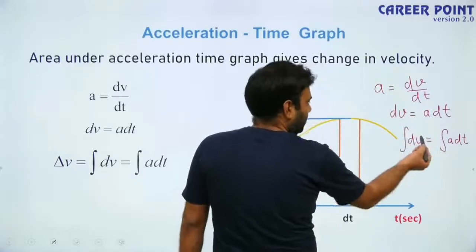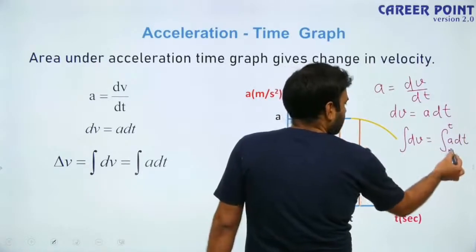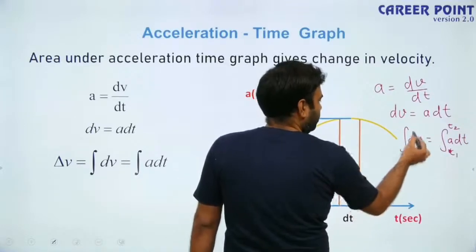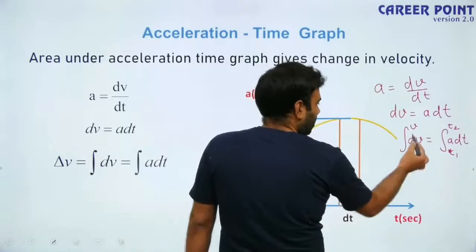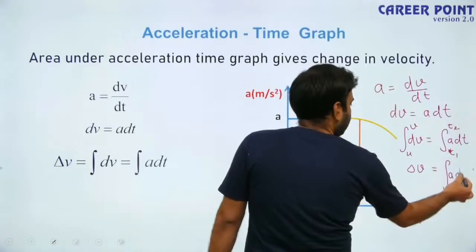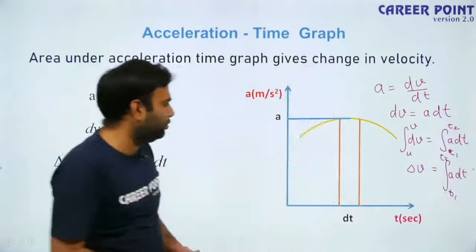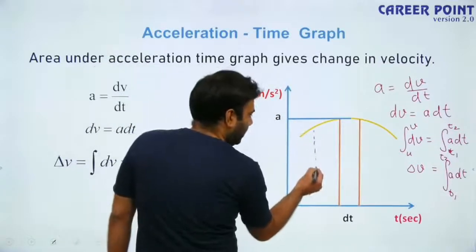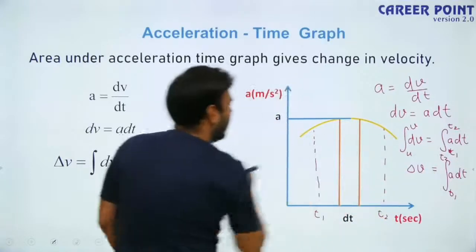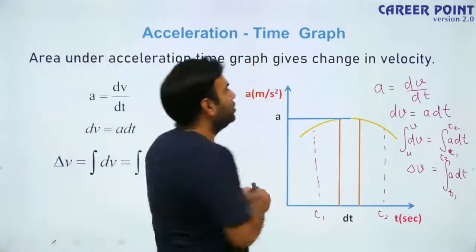So integration of dv will be, suppose limits of time are from t1 to t2, and velocity limits are from u to v. So here we will get the change in velocity, that is v minus u, equals integration of a dt from t1 to t2. What is integration of a dt from t1 to t2? It is equal to the area under the a-t graph from t1 to t2. That is why it is written here that area under acceleration time graph gives change in velocity.